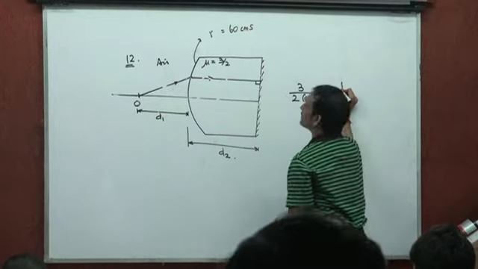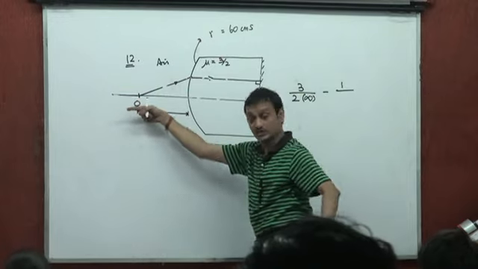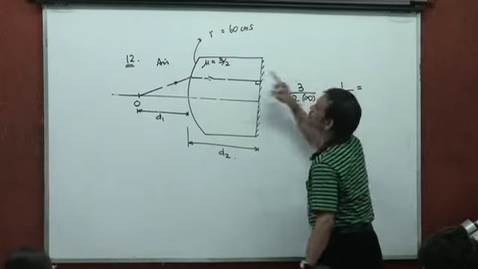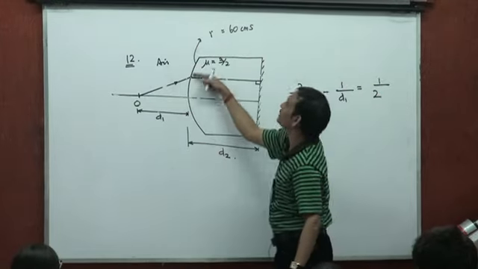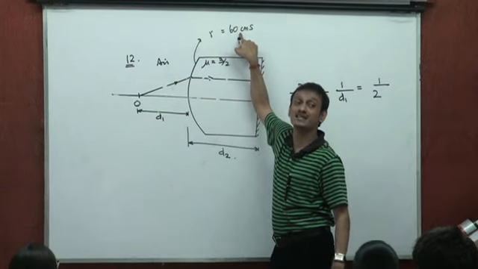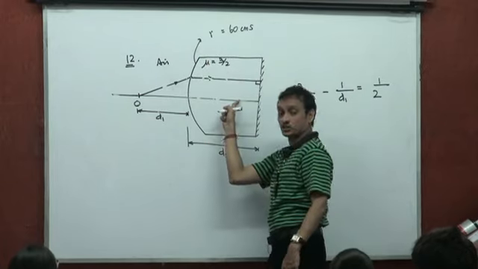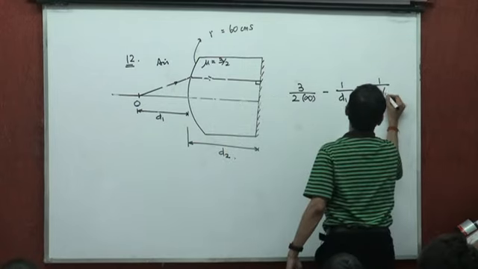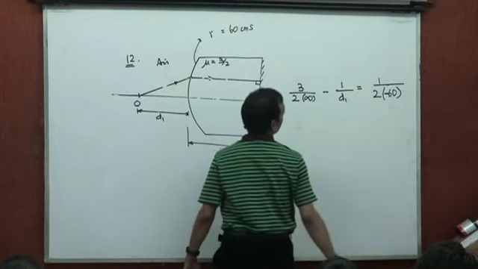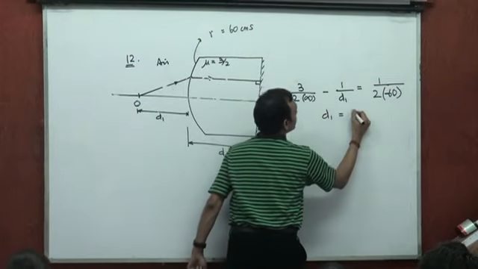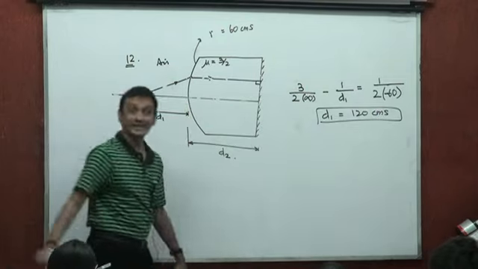Minus object space refractive index divided by object distance d1, measured opposite to the direction of the incident ray, equals the difference in the two refractive indices, 3 by 2 minus 1, that is half, divided by the radius of curvature, plus 60 or minus 60? Minus 60, because the center will lie here, measured in the direction of the incident ray, that's negative. So minus 60. Then D1 turns out to be 120 centimeters.